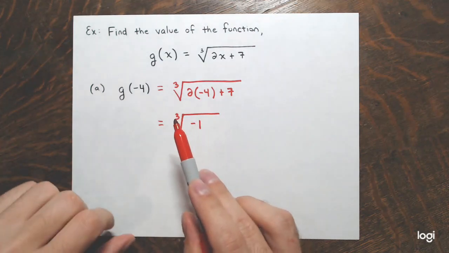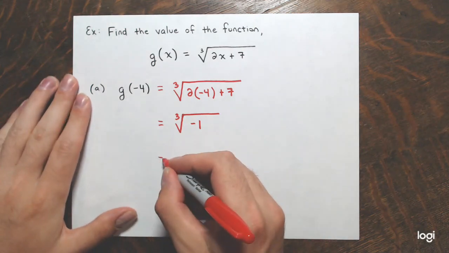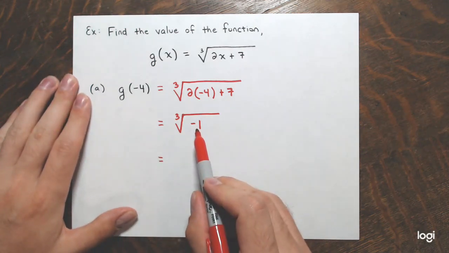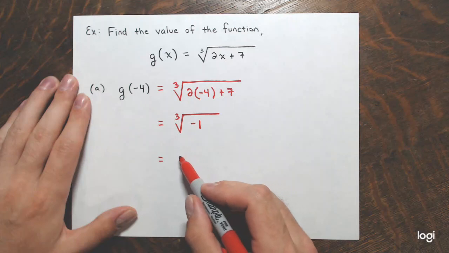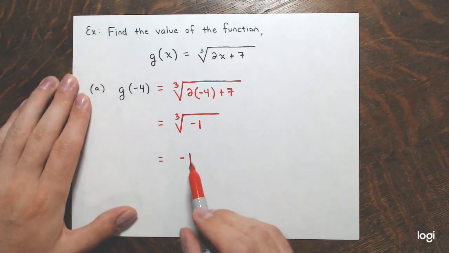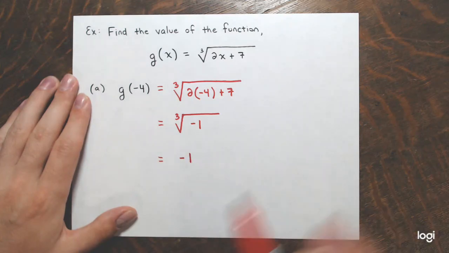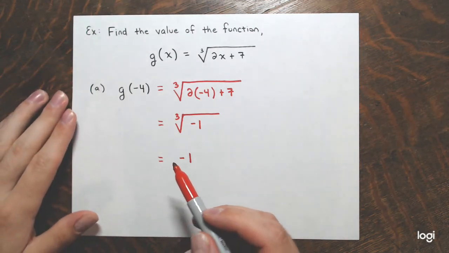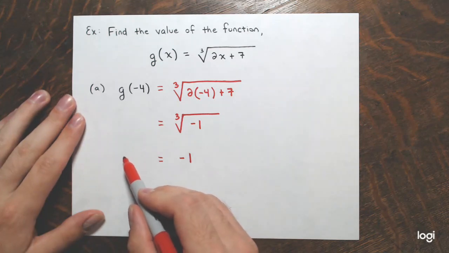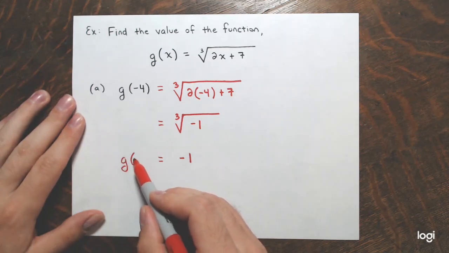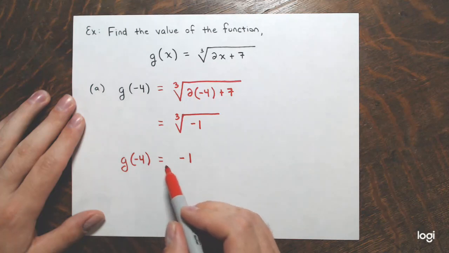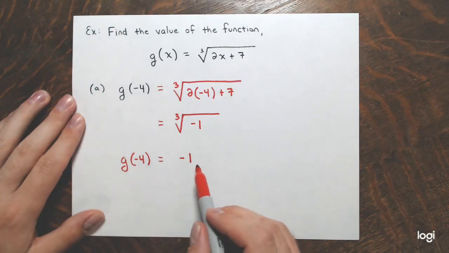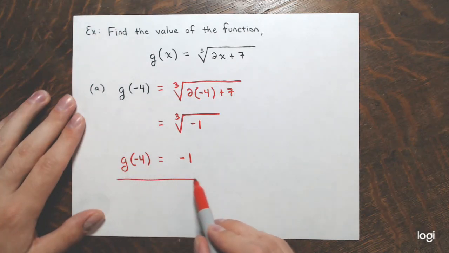So this is okay. It's an odd root of a negative, so the result will be negative, and this is actually one of those perfect cubes. What number to the 3rd power would give me -1? Well, that's just -1 again, because -1 to the 3rd power would still be -1. Any negative number to an odd power is negative. All right, so I'm getting the value of this function g at input -4, g of -4, the output is -1. Great.